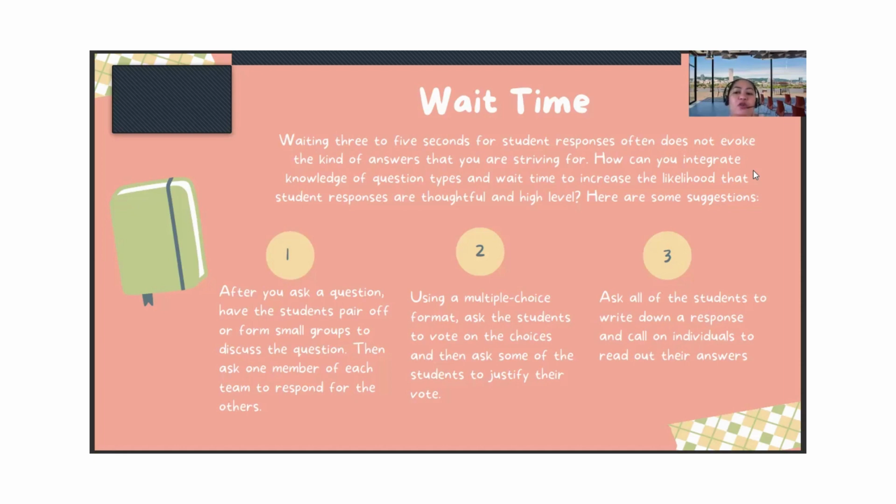Next is, ask all of the students to write down a response and call on individuals to read out their answers. So this normally happens, I've been experiencing this one since elementary days. A teacher will ask a question, and then he or she will ask the students to write their answer or response. And then since there is very limited time, all of the students will not be able to read their responses, only some, and the teacher will just take the answer sheets afterwards.